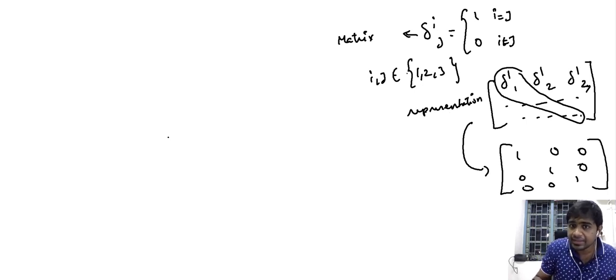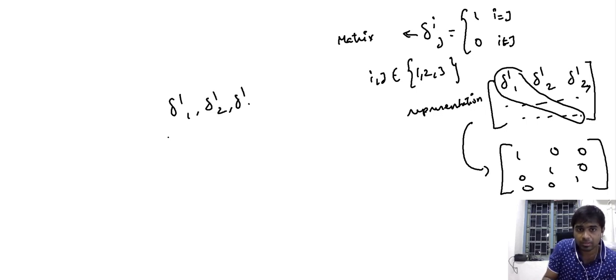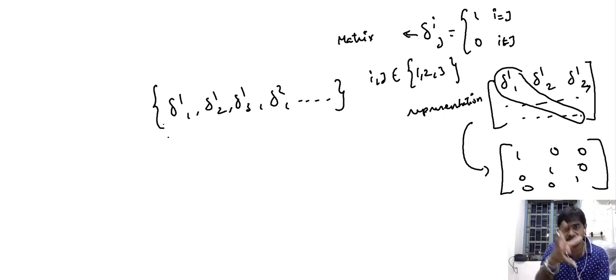Ideally, all the possible combinations of i and j associated with the Kronecker delta can also be written as delta 1 1, delta 1 2, delta 1 3, delta 2 1, and so on and so forth, as a set of possible combinations of the indices associated with the Kronecker delta. So you can write it as a set of numbers. But given that we have two indices that specifically vary between 1, 2 and 3, it allows us to represent it in the form of a matrix.